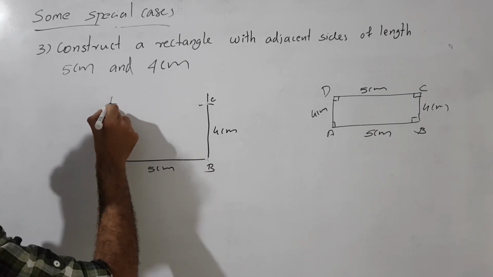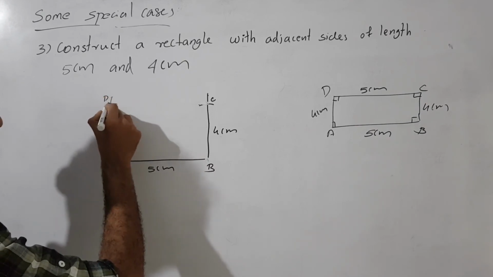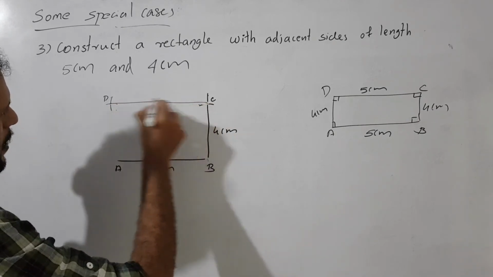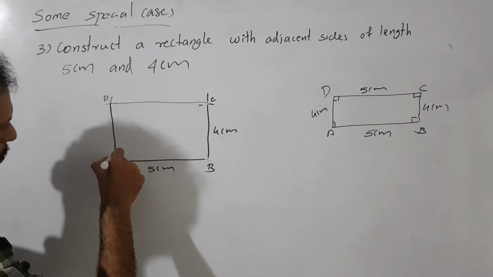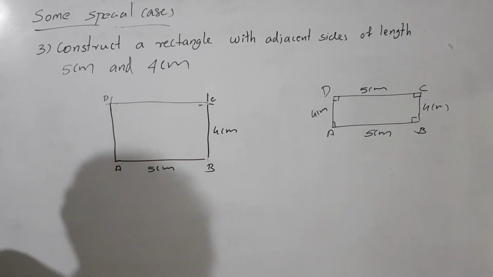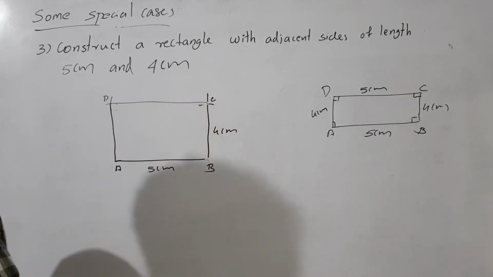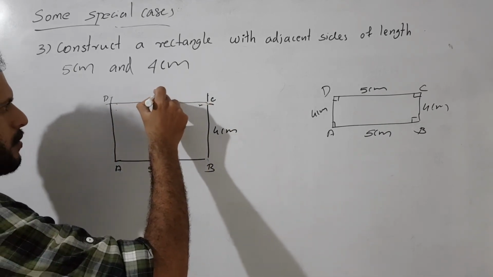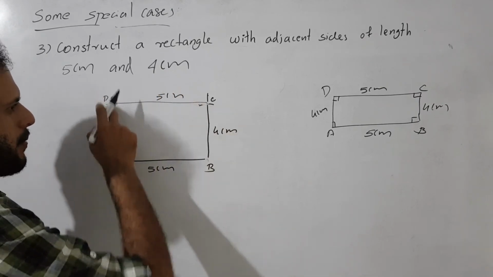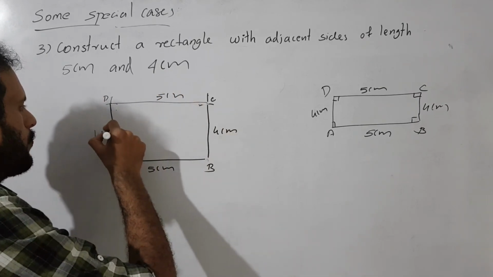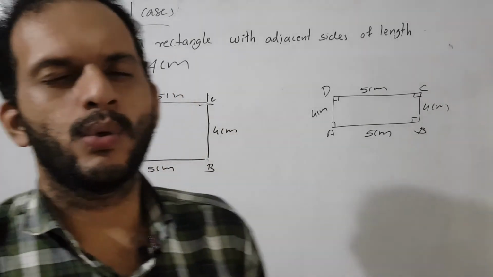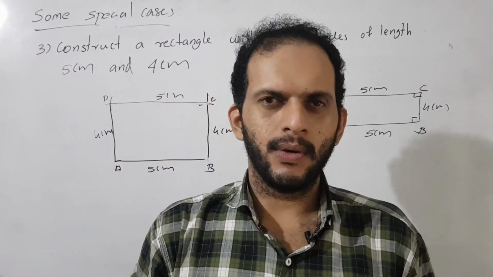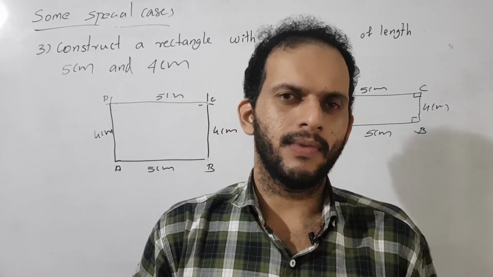Then we join the meeting point. This point is D. Join D to C and D to A. Okay, D to A and D to C. Then what is the measurement of CD? It is equal to 5. And what is the measurement of AD? That is equal to 4. Then this is an idea to construct a rectangle if we know the two adjacent sides of the rectangle.